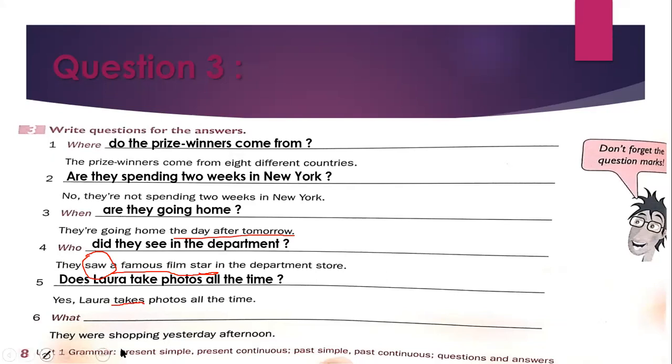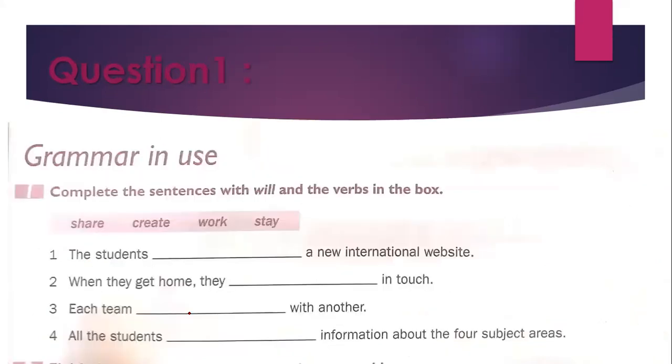They were shopping yesterday afternoon. So what do we use what to ask about? To ask about shopping. So the correct question will be, what were they doing yesterday afternoon? What were they doing? They were shopping yesterday afternoon. Any question? The next.